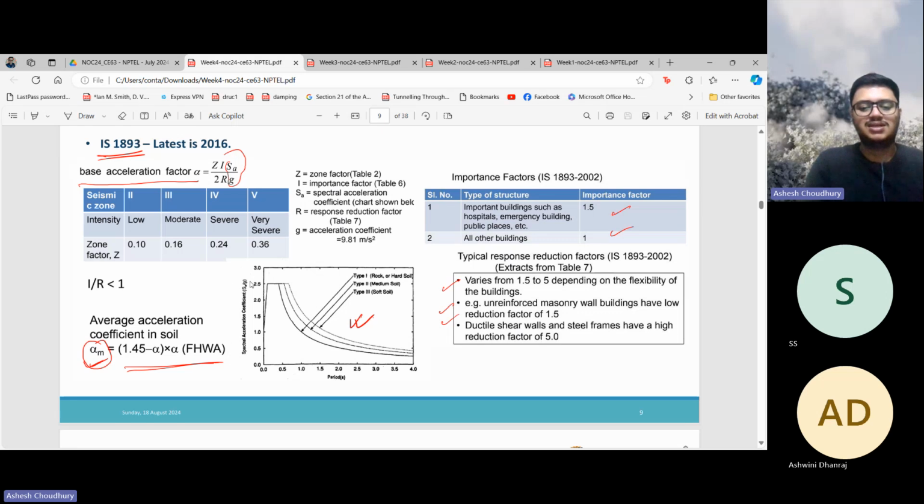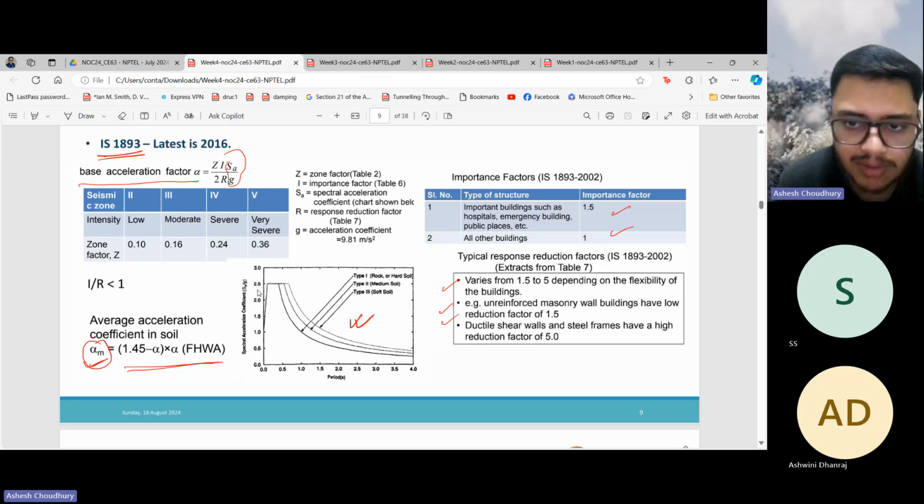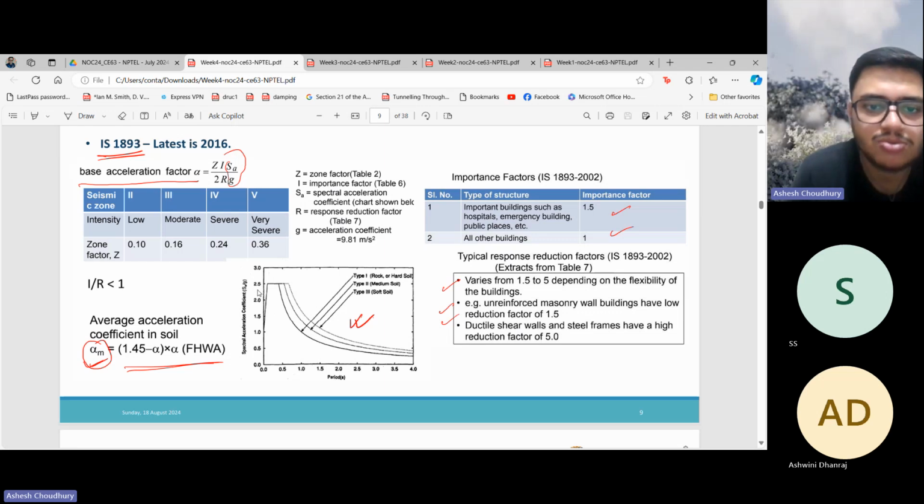So this is nothing but the response spectra, right? This is the response spectra, and for a certain time period, you can see that these are the spectral acceleration coefficient of a certain area. Okay, response spectra for a certain seismic zone.